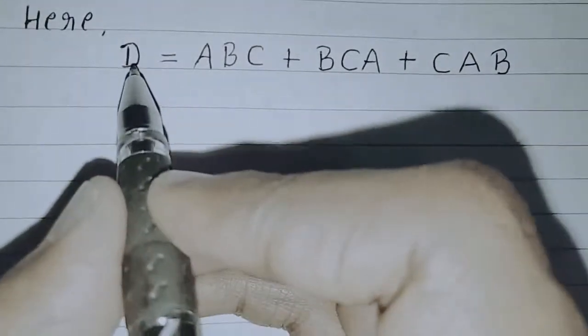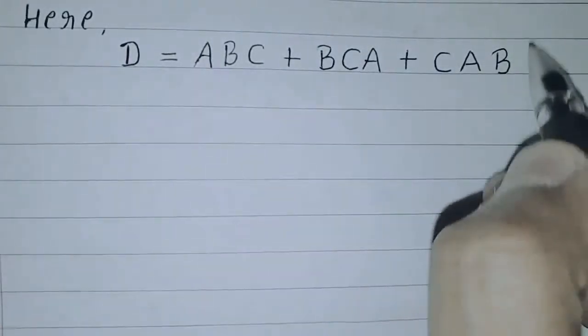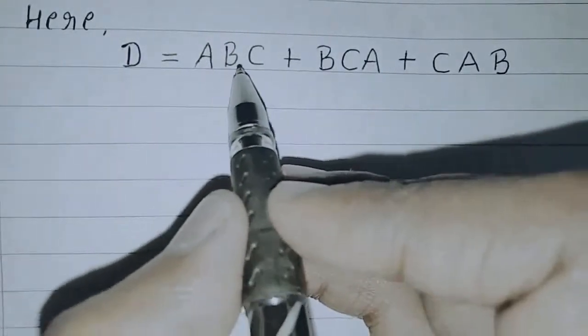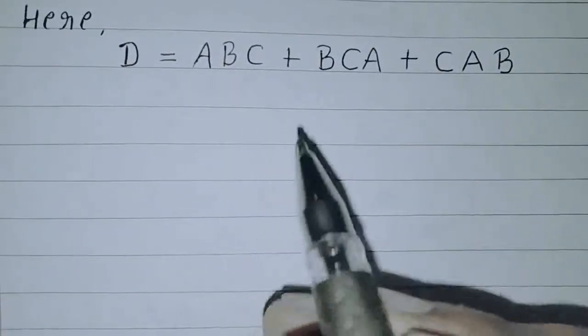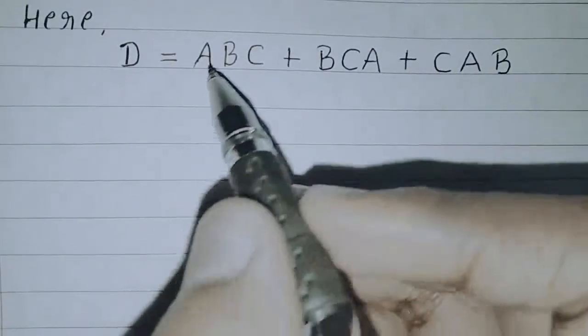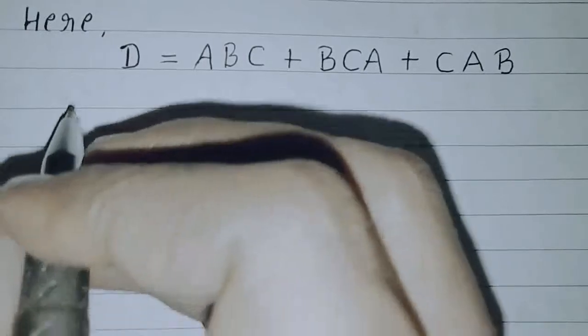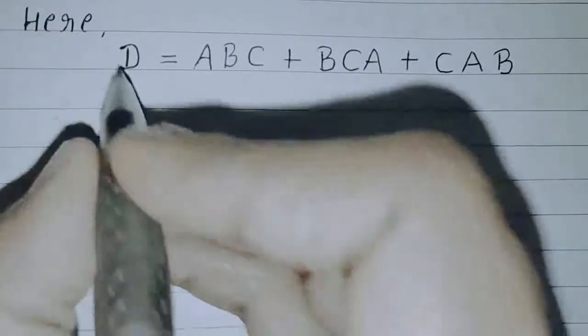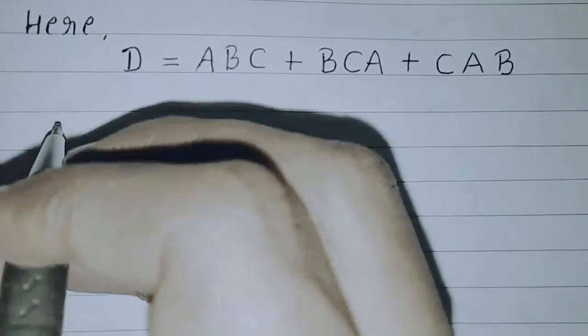So in this problem, D is a given number which can be expressed in this form, and here A, B and C, all these three are decimal digits, so they can take up any integer value from 0 to 9. Now you can take any values for A, B and C.